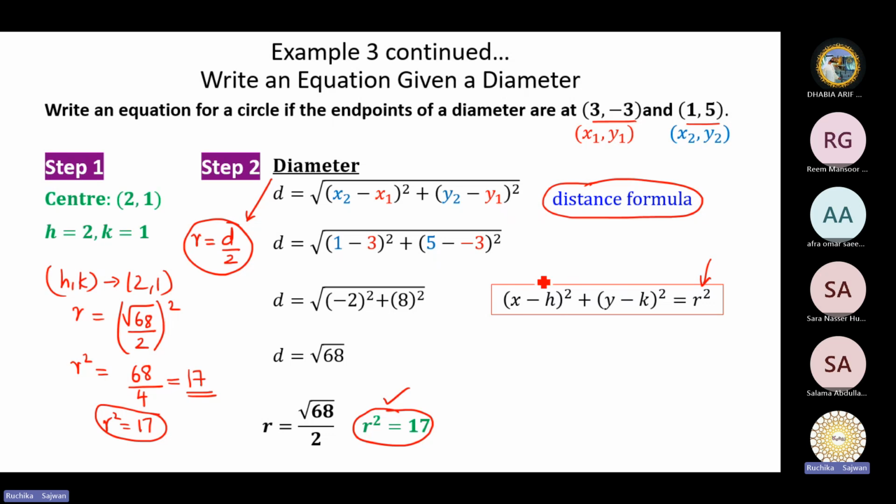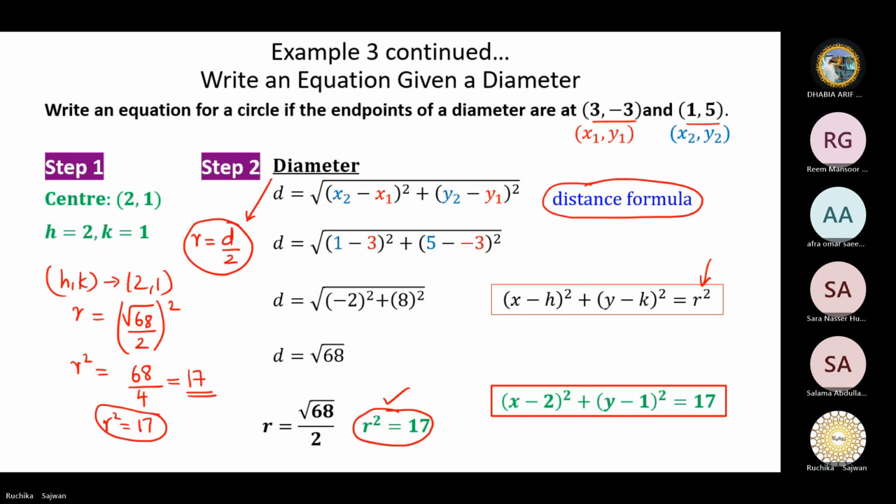Now you have all the values, just put it in the equation. And your final answer is x minus 2 whole square plus y minus 1 whole square equal to 17. So take a screenshot, put it in the chat. And this is the final answer.